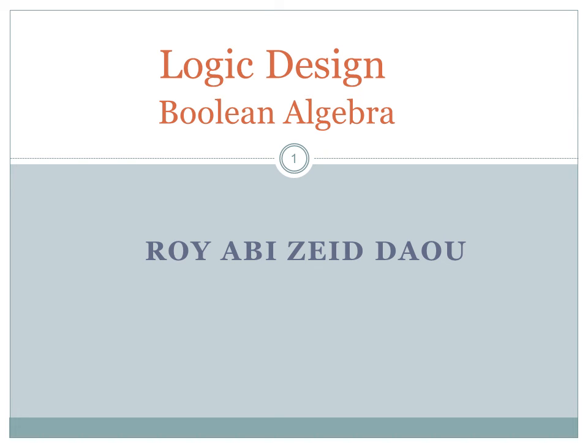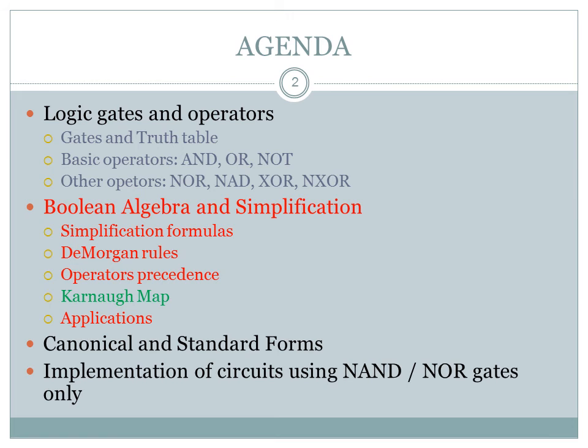So hello again guys. What I'll be doing right now is continuing my presentation. I'll present now the Boolean algebra and the simplification rules. So as you may see, we'll go through the simplification formulas, the De Morgan rules, the operator precedence, and some applications.